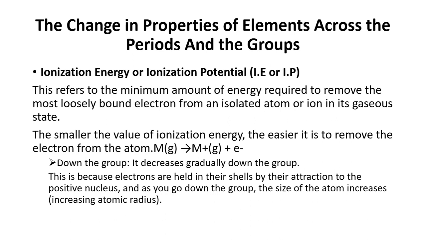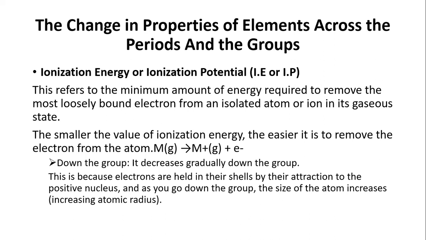Simply, the smaller the value of ionization energy, that is the minimum amount of energy to remove the loose electron, the easier it is to remove the electron from the atom. Take an example, magnesium, when we are considering its ionization energy value, just becomes 1. Now, let's see how this works. Down the group, it decreases gradually.